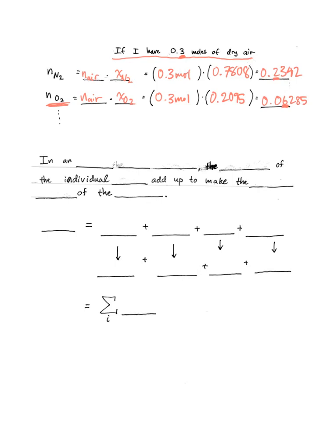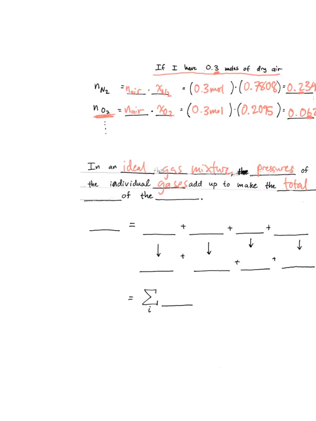Okay, let's fill out this sentence here. In an ideal gas mixture, the pressures, or partial pressures, of the individual gases add up to make the total pressure of the mixture.